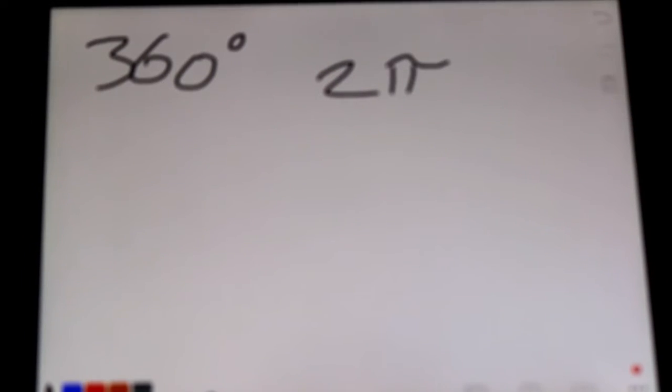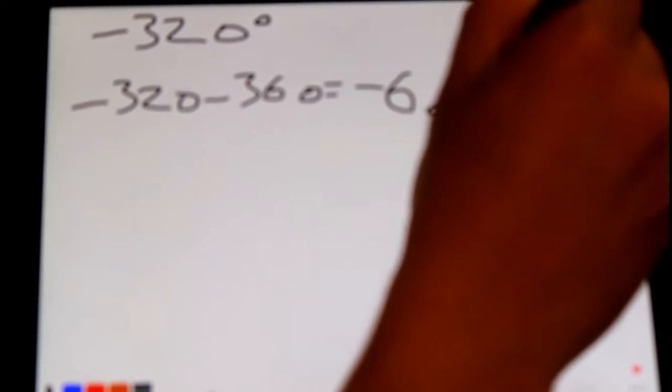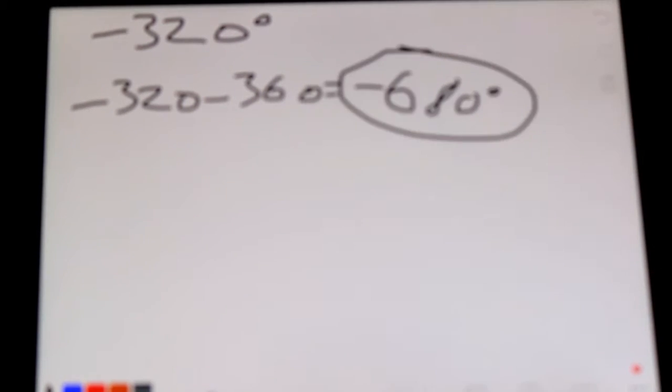So let me explain that a little better. Let's work on question 15a. It gives us negative 320 degrees. Okay? And we're looking for one positive and one negative coterminal. For the negative coterminal, we're going to do negative 320 minus 360, which is all the way around a circle one time. That's going to equal negative 680 degrees, and that is our negative coterminal.